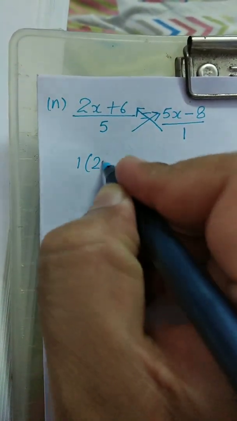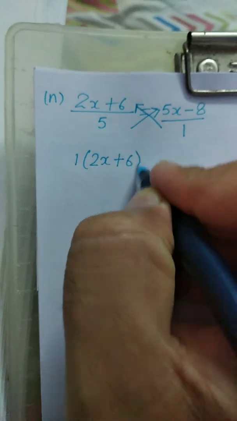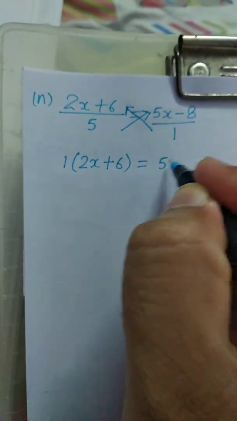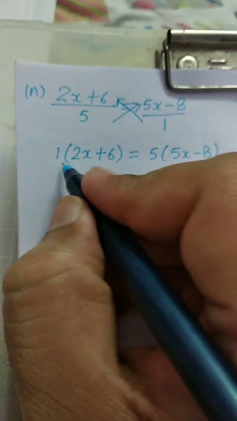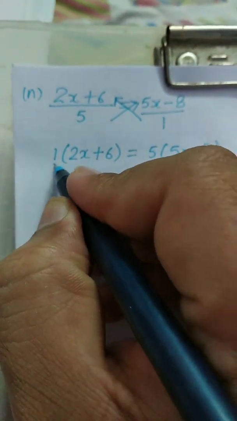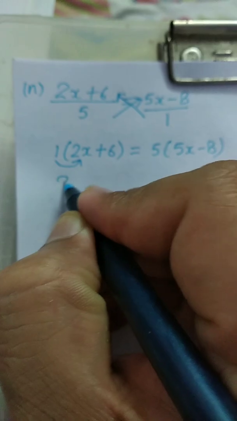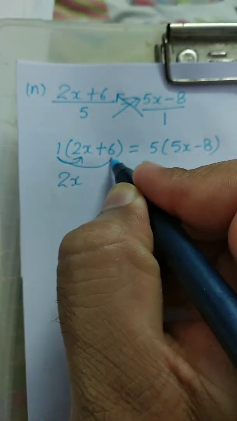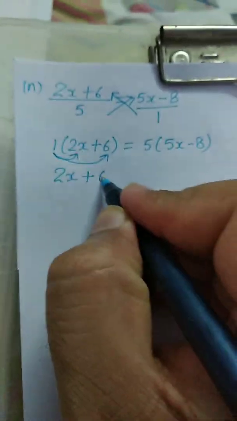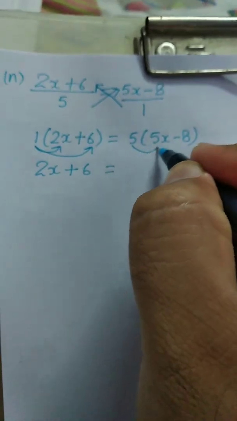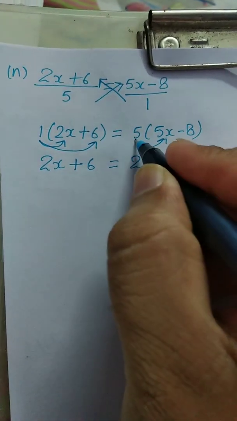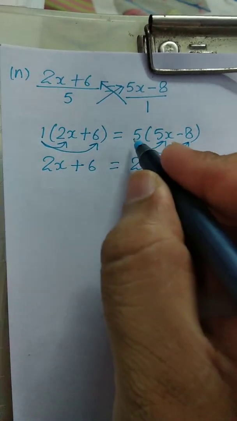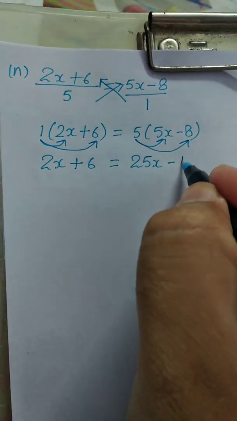1 times (2x plus 6) is equivalent to 5 times (5x minus 8). Now multiply, open the brackets 1 by 1. 1 multiplied by 2x is 2x. 1 multiplied by 6 is 6. 5 multiplied by 5x is 25x. 5 multiplied by minus 8 is minus 40.